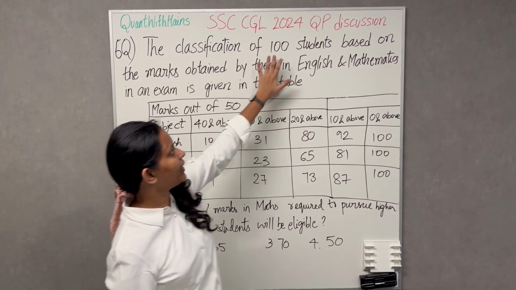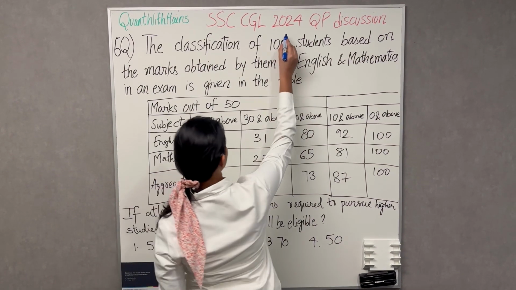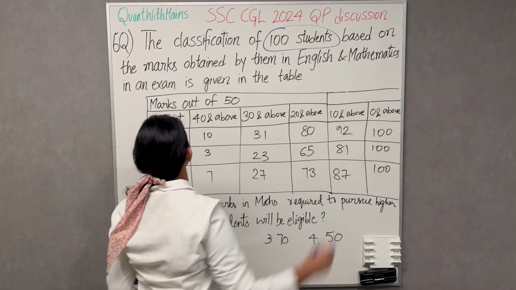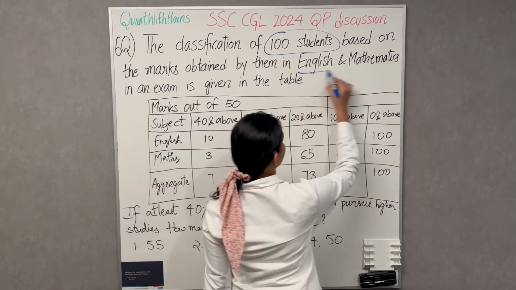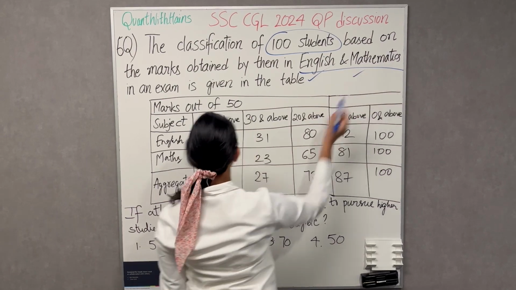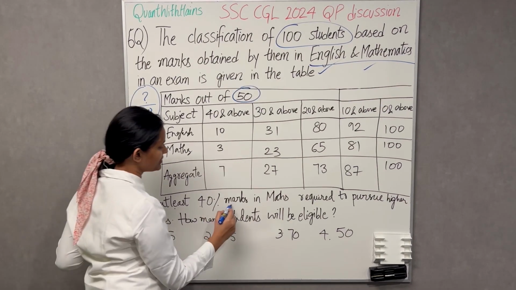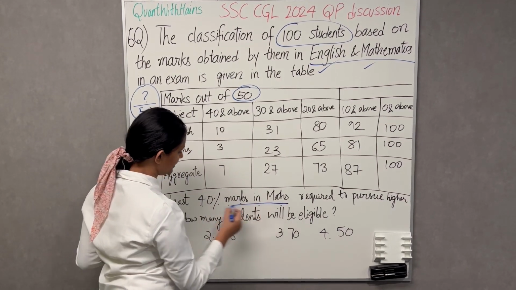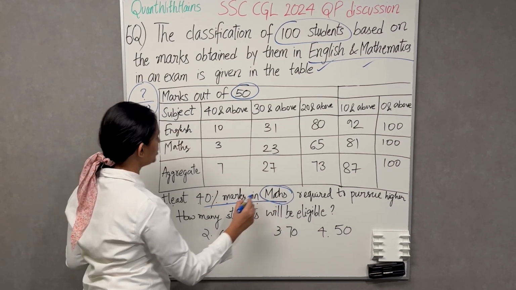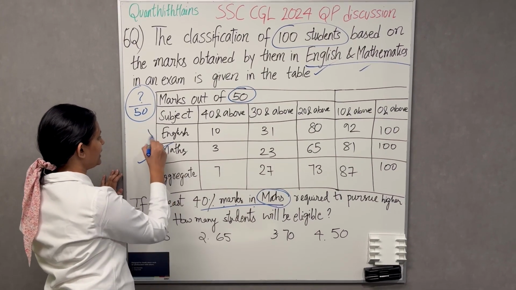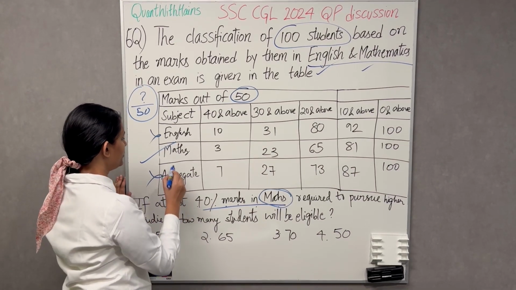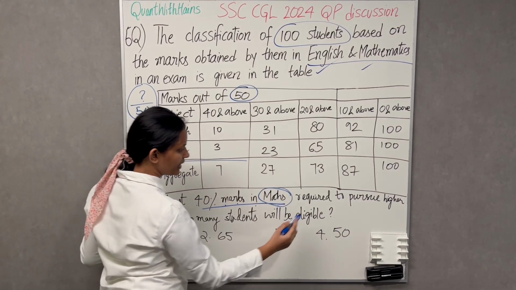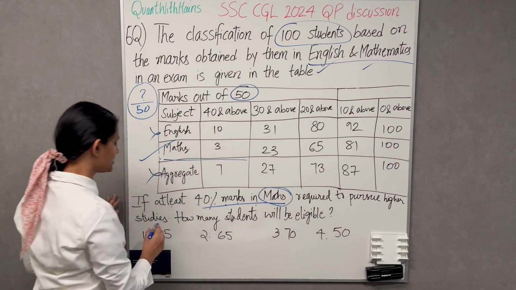The classification of 100 students. Here information of 100 students is given based on the marks obtained by them in English and mathematics. So two subjects, English and mathematics. 40% marks in mathematics. Here we want only mathematics, not English, and the aggregate information is also not required. So we need to focus on this column. Required to pursue higher studies.